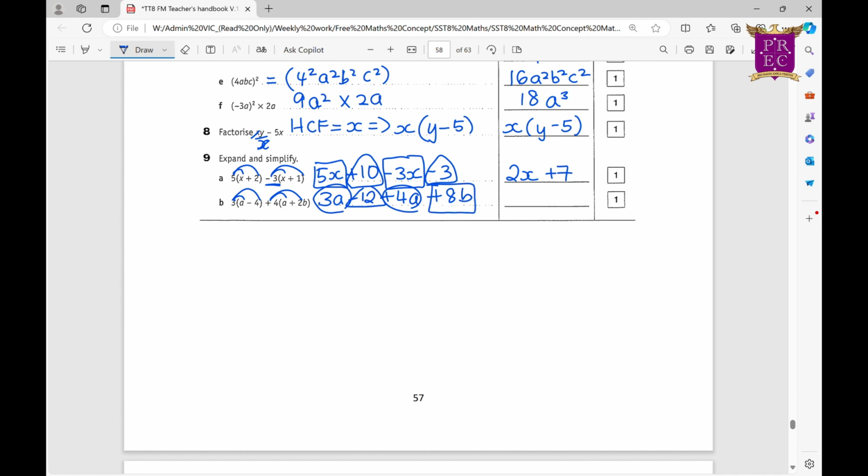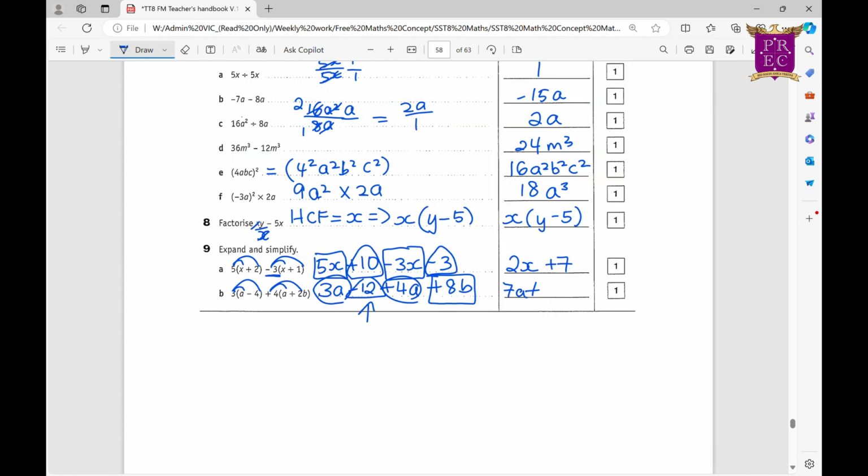And so 3a plus 4a is 7a. And because you want to have the constant at the end, the constant just refers to a number that doesn't have a pronumeral or a letter attached to it. Typically, we want the constant to be at the very end. And so we will write 8b and then minus 12. And that is your answer.